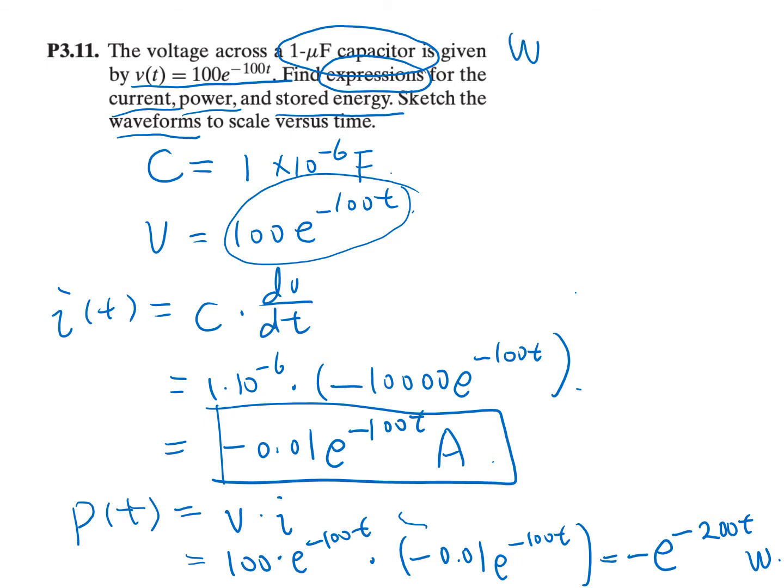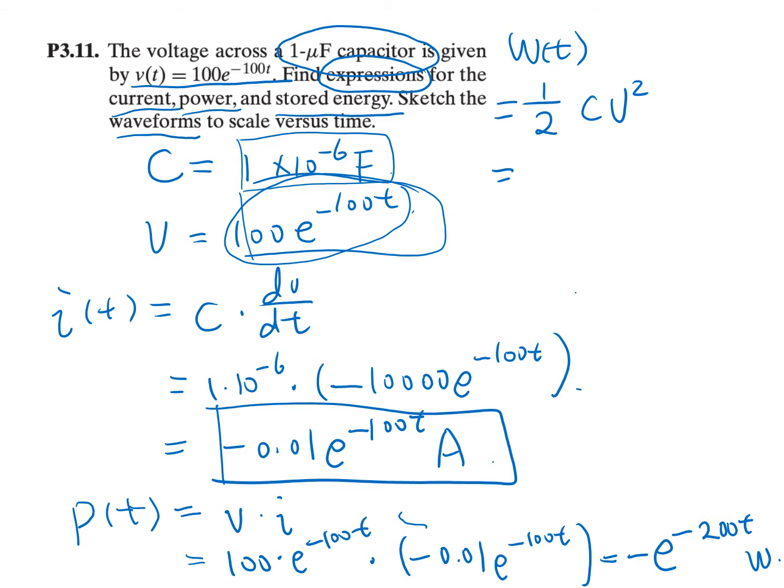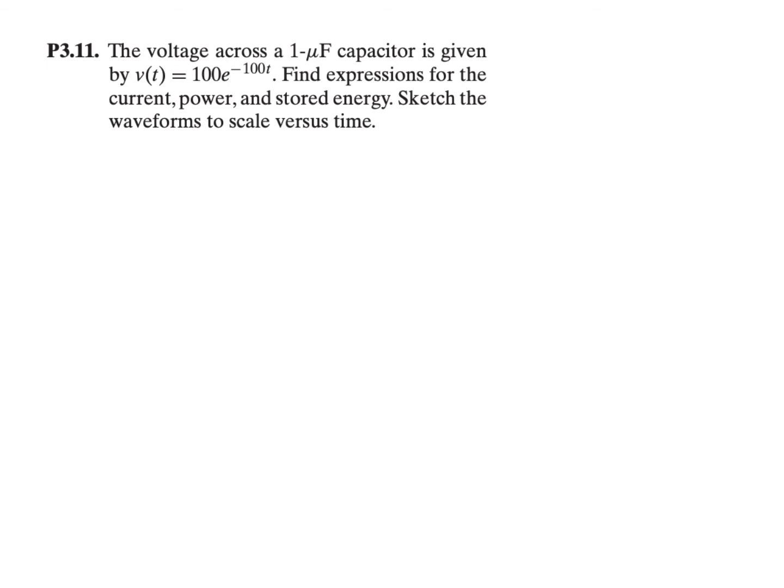Well, lastly, we need to calculate the energy. So for capacitors, we have the formula that's W is equal to 1/2 CV squared. We know C is the value here, and V is the expression here. And we directly substitute all the numbers in, and you can get 5 times 10 to the negative 3 times e to the negative 200t joule. To sketch the waveforms to scale versus time, because we have exponential expressions, you can use plotting software like Desmos to plot the waveforms.